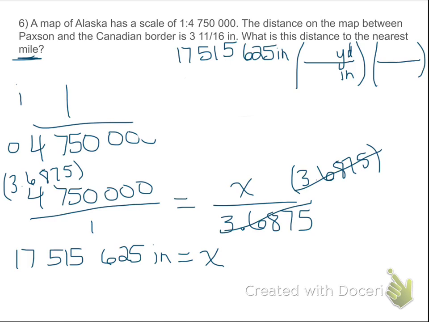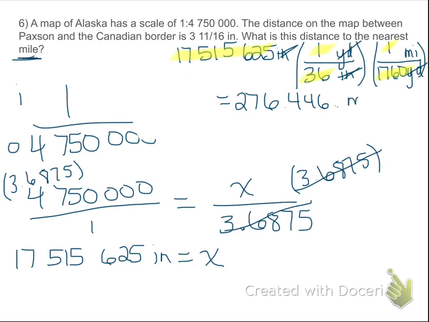So if we've got our yards on the top of this fraction, we're going to put it on the bottom of this one, and then those will cancel out, these will cancel out, and we'll stick the miles over here. Okay, so what's our conversion between yards and inches? Well, 1 yard is 36 inches, and 1 mile is 1,760 yards. So we're going to take this whole big long number, multiply by 1, divide by 36, then multiply by 1 and divide by 1,760. And when we do that, we get 276.446 and so on miles.